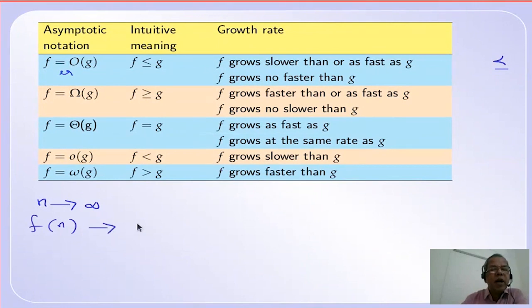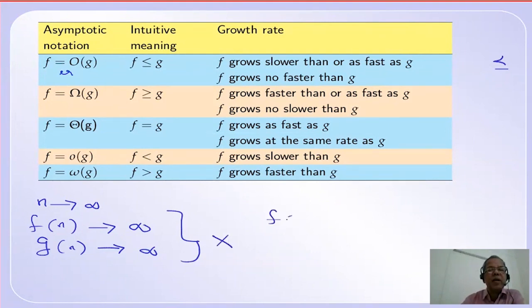As n becomes very large, f of n will also become very large. G of n may also become very large. That is not my interest. My interest is between f of n and g of n, which grows faster. F is equal to big theta of g means f grows as fast as g. F is equal to small o of g means f grows strictly slower than g. F is equal to small omega of g means f grows faster than g.